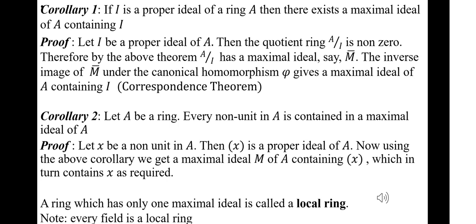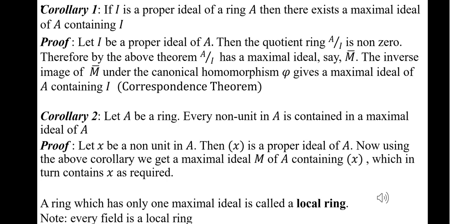Start with the non-unit. Let X be a non-unit in a ring A. Then look at the ideal generated by X. We have noted under the section on ideals in the beginning that the ideal generated by X is equal to A if and only if X is a unit. As X is a non-unit here, the ideal generated by X is a proper ideal of A. And now if we apply the previous corollary, corollary 1, we see that the ideal generated by X must be contained in some maximal ideal of A.